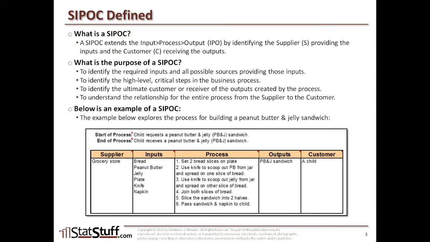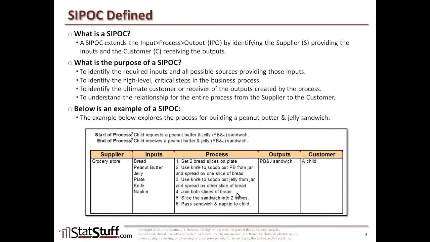As an example of what a SIPOC looks like, here's an example of one if you're building a peanut butter and jelly sandwich. As part of the SIPOC, what we need to identify is what's the start of the process. Where do we begin mapping the process, and where do we end in mapping that particular process, because the process is really the heart of what we're trying to identify with the SIPOC.